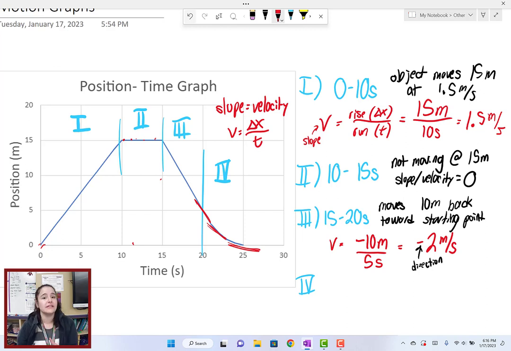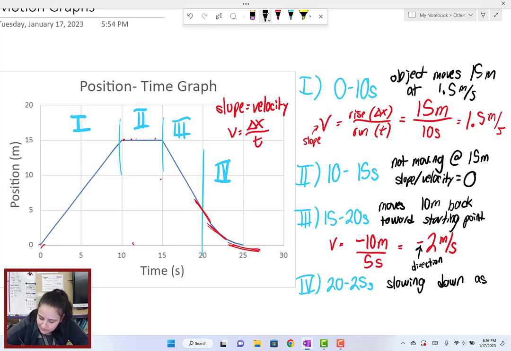Remember, acceleration in physics can be slowing up, slowing down, speeding up, or changing direction. Any change to the velocity, we call it acceleration. In this particular one, from 20 to 25 seconds, that slope is getting lower, so it's slowing down as it approaches its starting position, which we had set at that 0 meter mark.